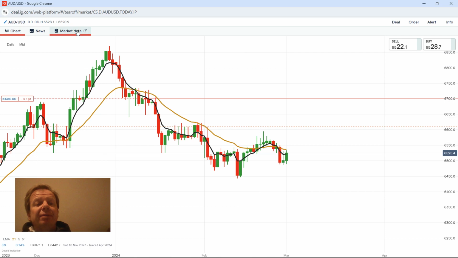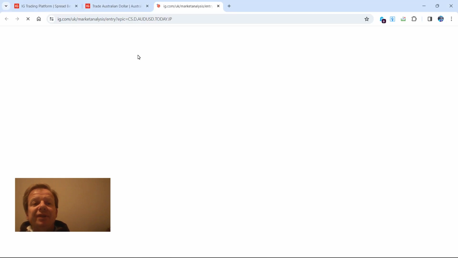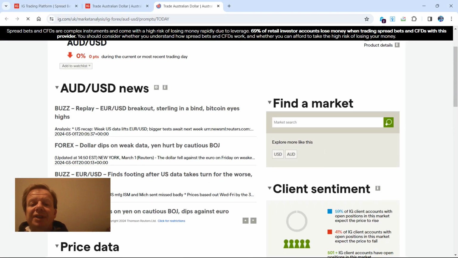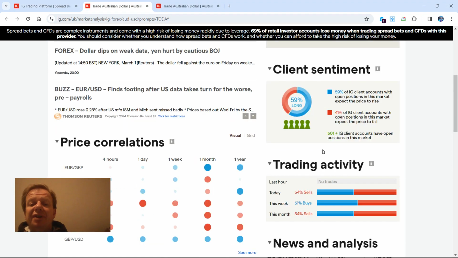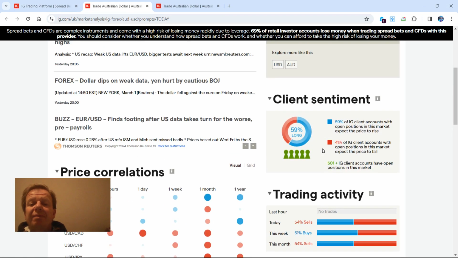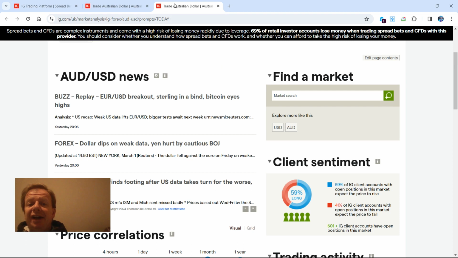And then if we look at the market data, you can see the market sentiment at the moment is 59% long. So it's fairly closely matched, but I want to be the other side of that. I want to be on the short side, because if the crowd are going long, then it's more than likely it's going to go the other way. So yeah, that's how I see it at the moment.